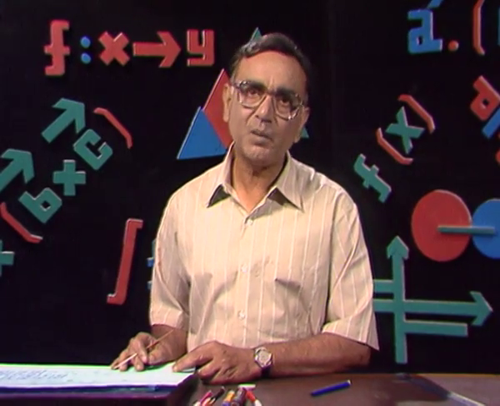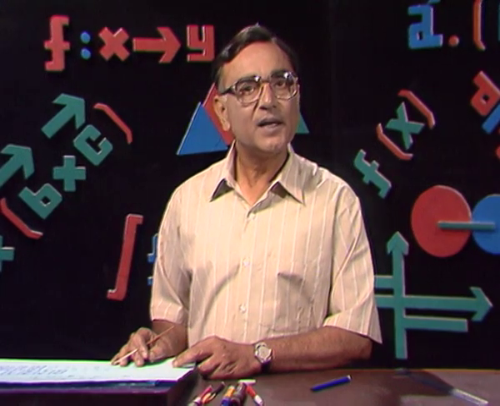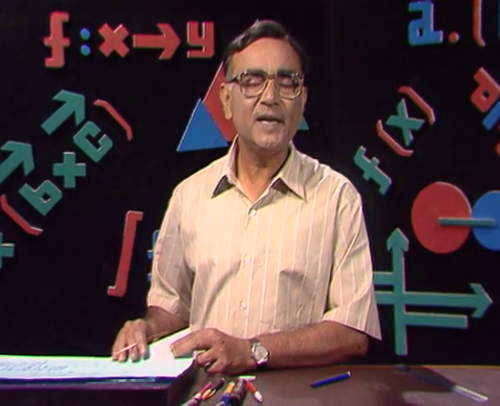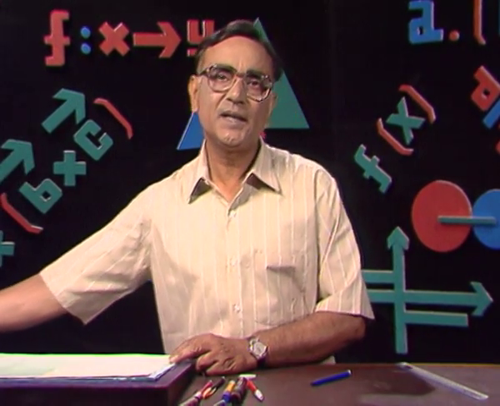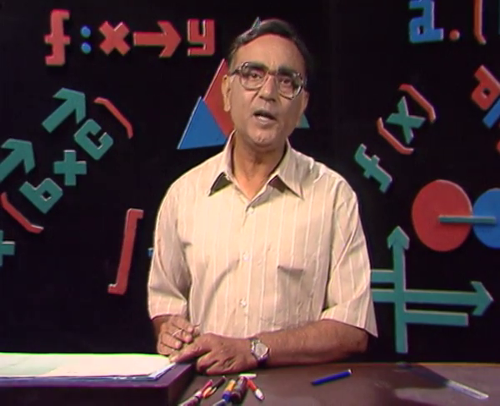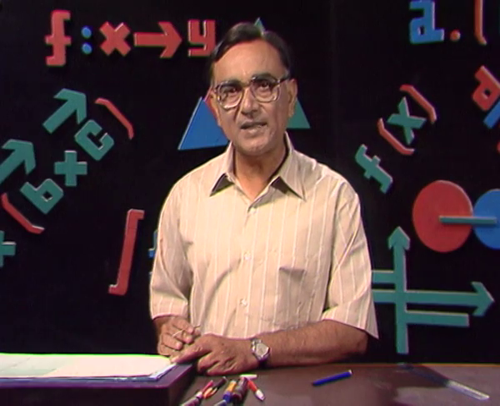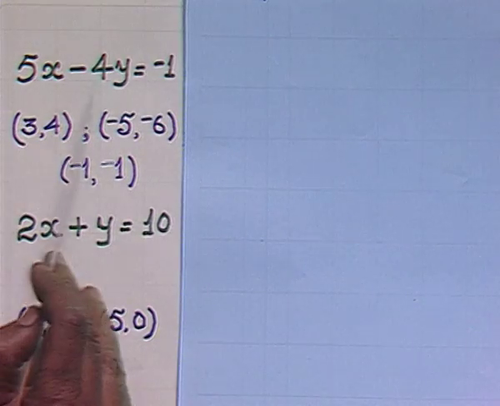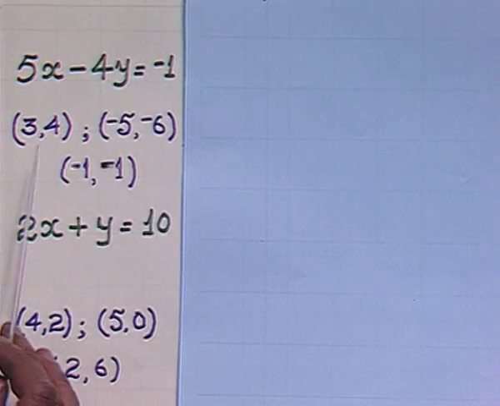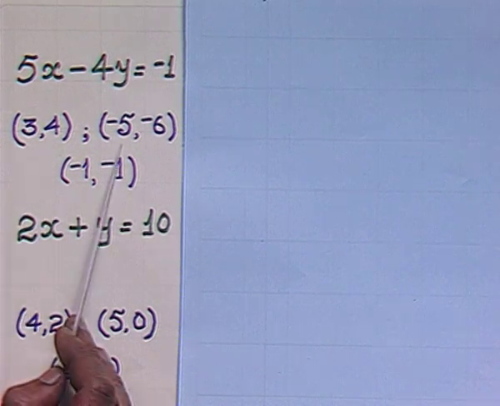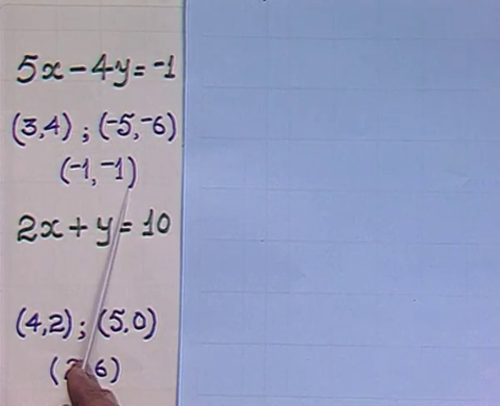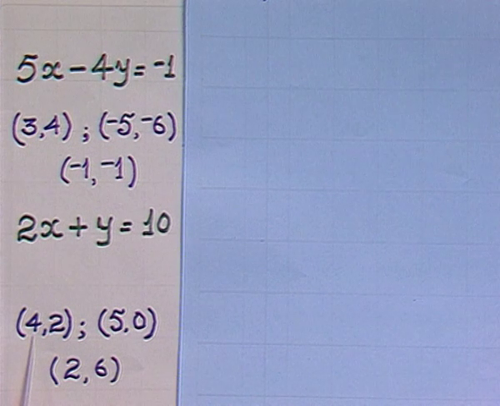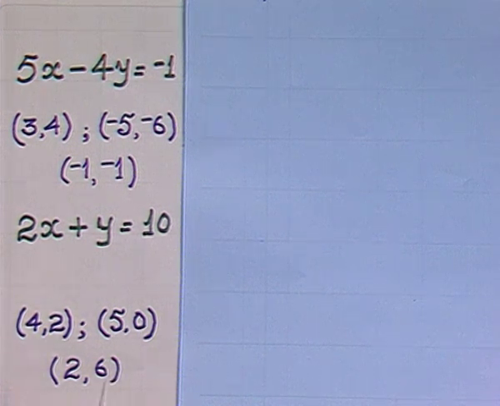So when we have a system of equations, a system of equations means two or more than two linear equations will form a system. And obviously, since one linear equation gives us a straight line as its graph, the second linear equation will also give us that. So let's plot these lines onto the graph paper and see how these two lines look. 5x minus 4y equals -1, and for these the ordered pairs are 3, 4, -5, -6, -1, -1, and the other equation is 2x plus y equals 10, and the ordered pairs are 4, 2, 5, 0 and 2, 6.